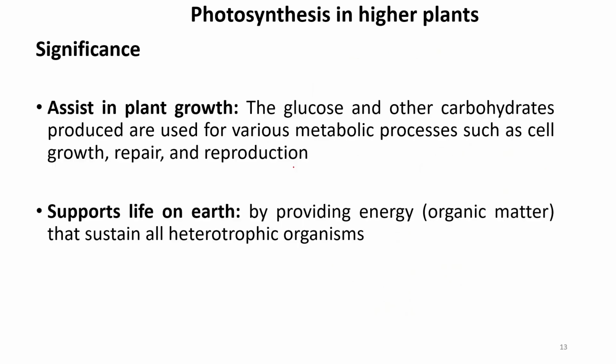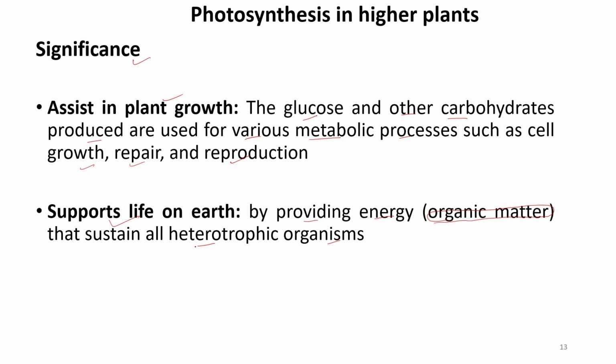Okay. Now, what is the significance of the C3 cycle? It assists in plant growth. The glucose and the other carbohydrates produced are used for various metabolic processes such as cell growth, cell repair and reproduction. Okay, and the second significance is it supports life on Earth. Okay, how? By providing energy in the form of organic matter that sustains all the heterotrophic organisms.